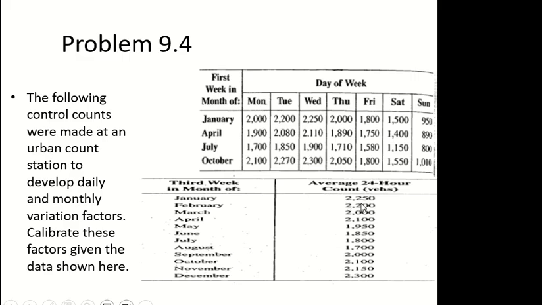So this 2250 is the average of third week of January. This 2200 is the average of third week of February, and so on and so forth. Okay, so data is not complete. I don't know the data for all the days or all the weeks. Okay, and the data is not even for the total of the months.